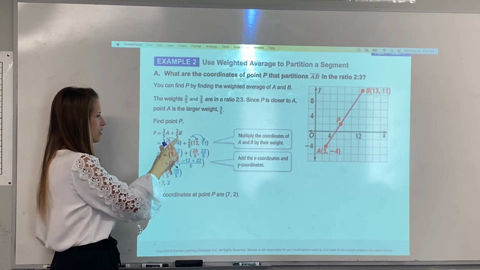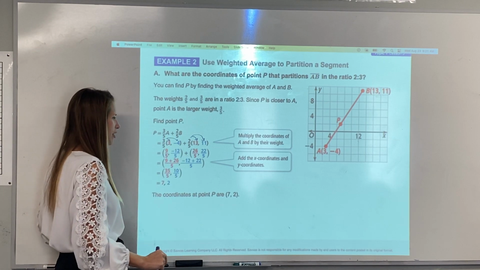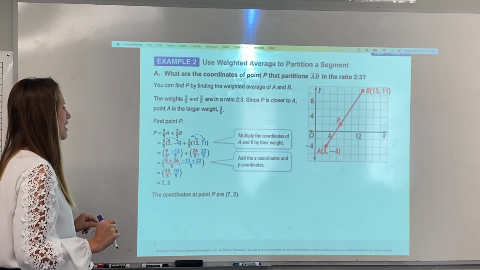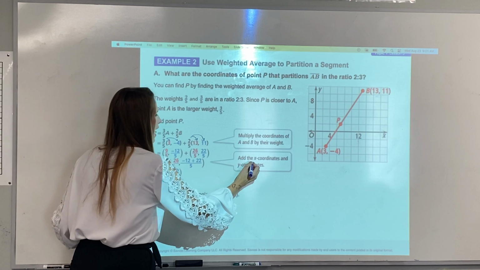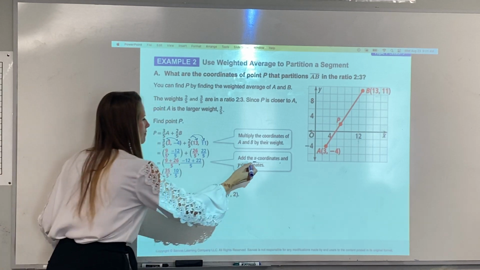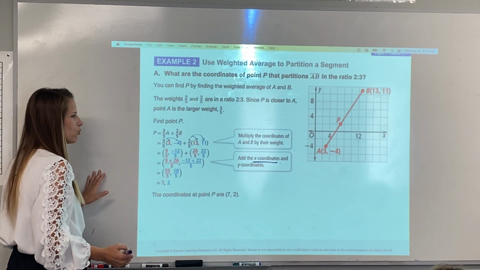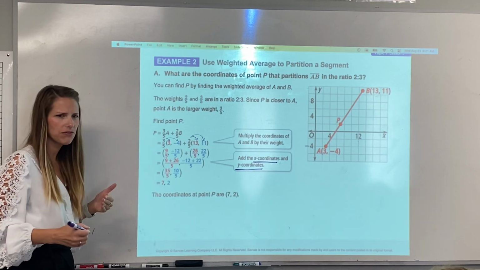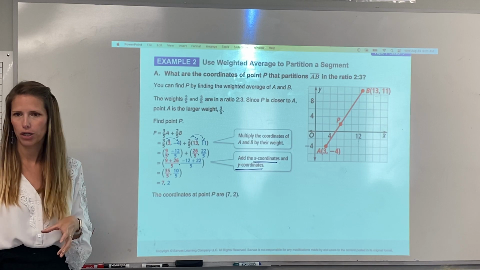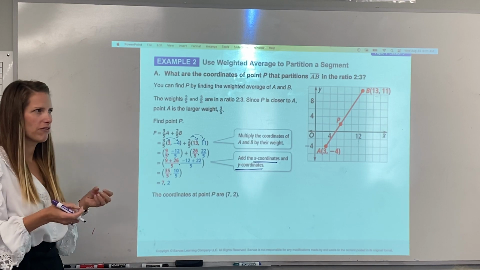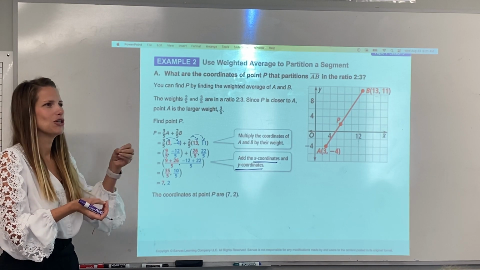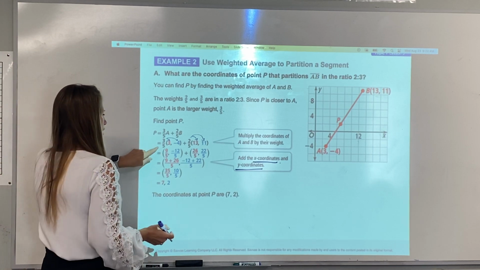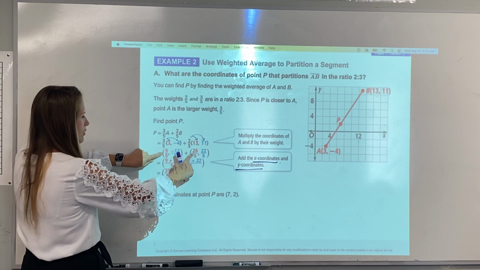Now, we're still going to add them together. So what we do is we add the x coordinates together and we add the y coordinates together. It's kind of like combining like terms, like coordinate terms, okay? And that's why they wrote the x coordinates in red.